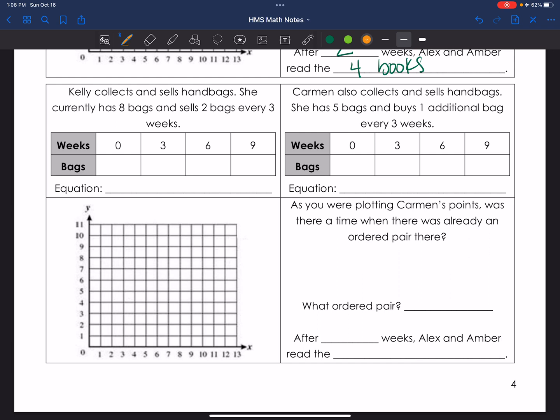So, Kelly. Let's keep our color coding up. Kelly collects and sells handbags. She currently has 8, so I know b equals 8. And sells 2 bags every 3 weeks. So m equals 2 bags per 3 weeks. So my equation is y equals 2/3 x plus 8. All right, let's plug this in. So 2/3 times 0 plus 8 equals 8. 2/3 times 3 plus 8 equals 10.